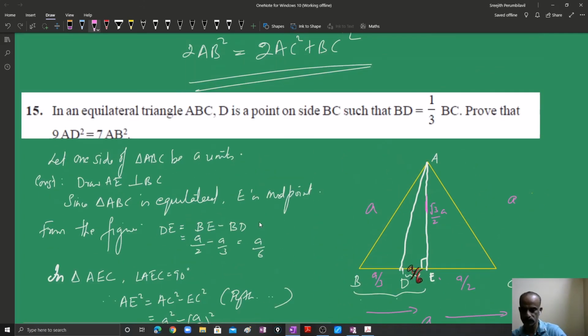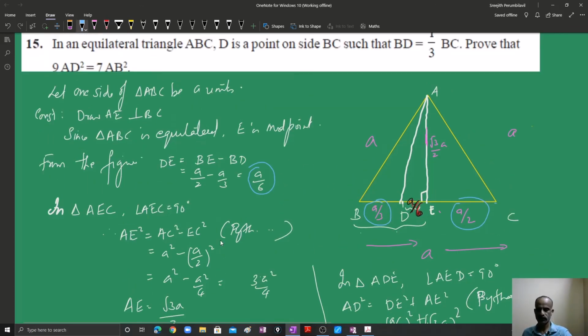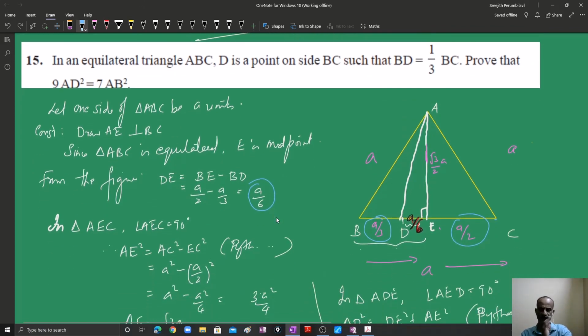So the concept is very simple. First, expressing everything in terms of a. DE is expressed in terms of a. EC is expressed in terms of a. Those are a by 2, a by 2. BD is given in terms of a, everything is expressed in terms of a. Then just go for the final calculation, 9 AD square. If you remember this way, things will be very easy.